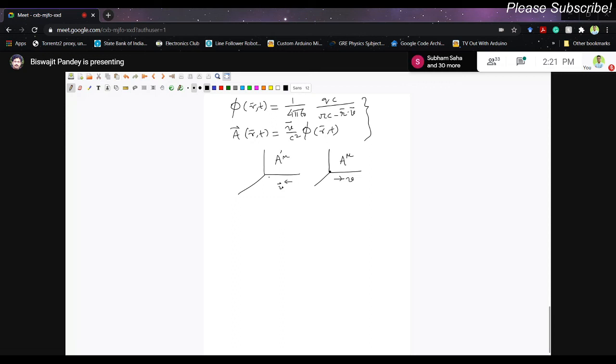So what is the four potential? What is the expression for the four potential, if you remember? It is phi by c and Ax, Ay, Az, or A, right? A is the vector potential, Ax, Ay, Az.